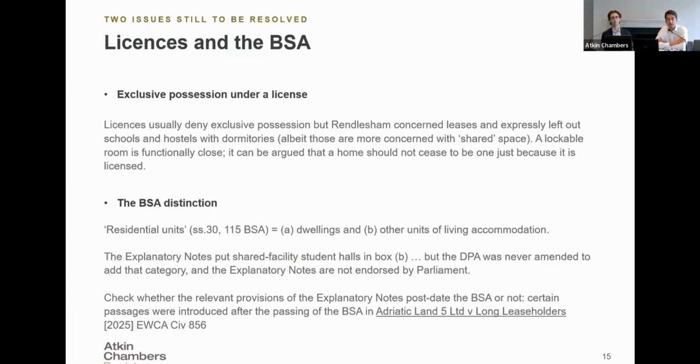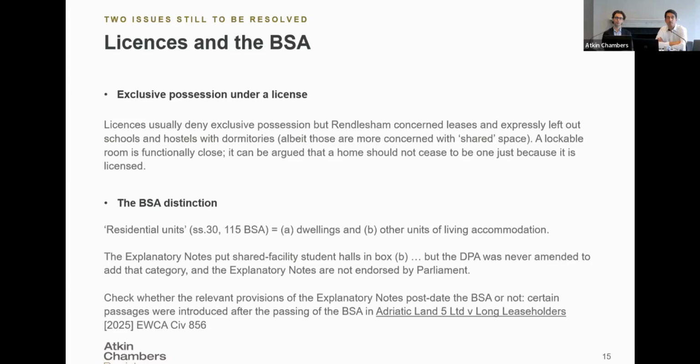The license point, in our view, no one applies precedent blindly. Rendlesham was obviously concerned with leases. The judge was very much aware of the wider distinction. He talked about schools and hostels with dormitories in a footnote. And those aren't really what we're concerned with here, which is student accommodation and care homes. And most licenses deny exclusive possession. And so there is a reasonable argument based on Rendlesham and how the judge applied the central reasoning of exclusive possession, that rooms in student accommodation or care homes aren't dwellings.